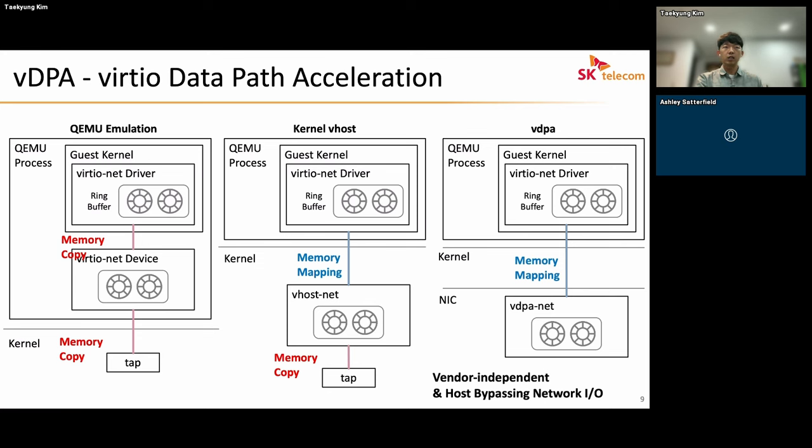In the QEMU emulation mode, you copy the ring buffer again and again to interact with the tap device. But in kernel vhost, which is the default mode in KubeVirt, the ring buffer inside the guest VM is mapped to the kernel vhost thread memory, and then the interaction with the tap device is done inside the kernel space. In vDPA, the ring buffer of the guest VM is directly mapped to the NIC. The NIC directly accesses the ring buffer through DMA, which is on the host memory.